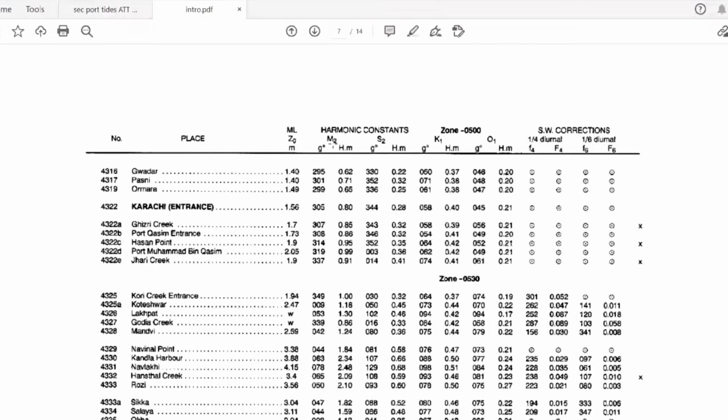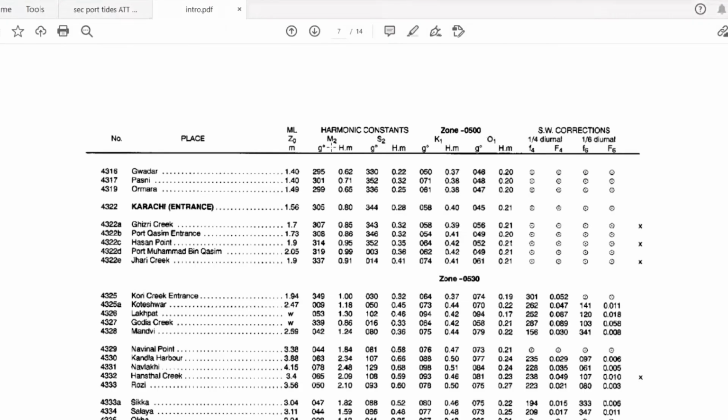M2 means predominantly moon. S2 means predominantly sun. That number 2 means 2 high water, 2 low water in 24 hours, or semi-diurnal tides. And S2 means 2 high water, 2 low water in 24 hours, semi-diurnal tides, with the effect of mainly the sun. K1 means again predominantly moon, but only 1 high water, 1 low water in 24 hours. So these are known as diurnal tides. So K1 is related to moon with diurnal effect. O1 is related to sun with diurnal effect.